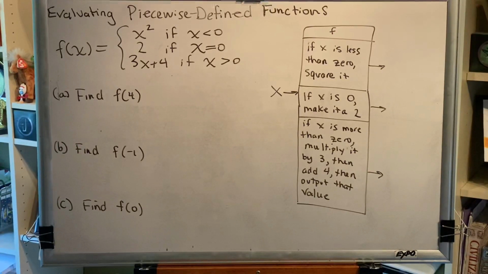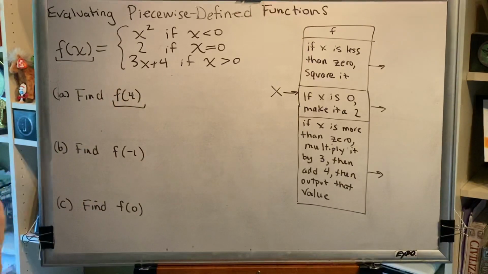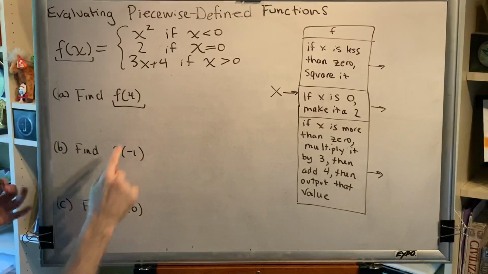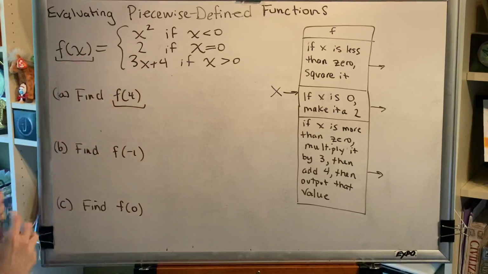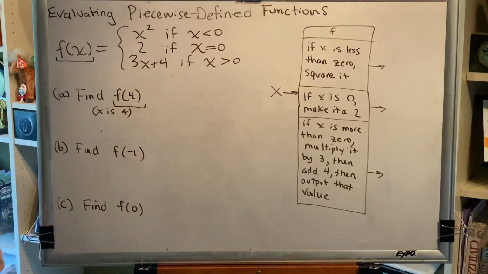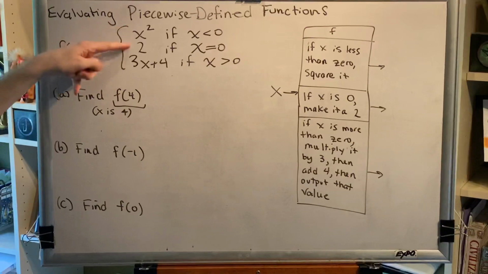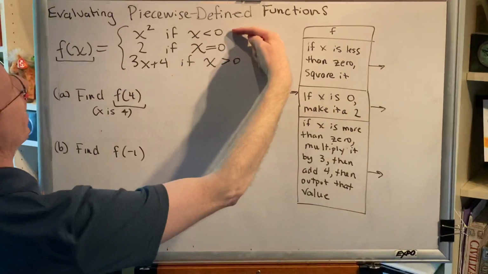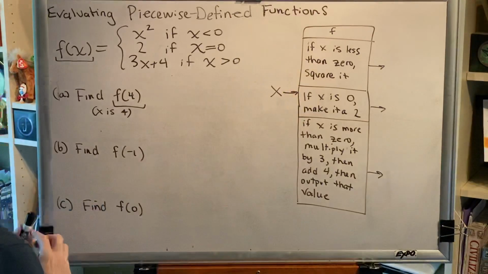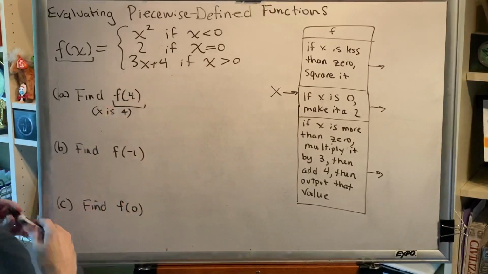Find f of 4. So I'd like you to compare these two things right here, that and that. This is pronounced f of x. This is pronounced f of 4. What that means is that the 4 is sitting in the x position, which is telling me that for this problem, x is 4. Now, I can use that information to determine which one of my pieces I should plug into. I will use the top piece if x is less than 0, the middle if x equals 0, and the bottom if x is greater than 0. Well, x is 4. That's greater than 0. So I'm going to plug into my bottom piece here.